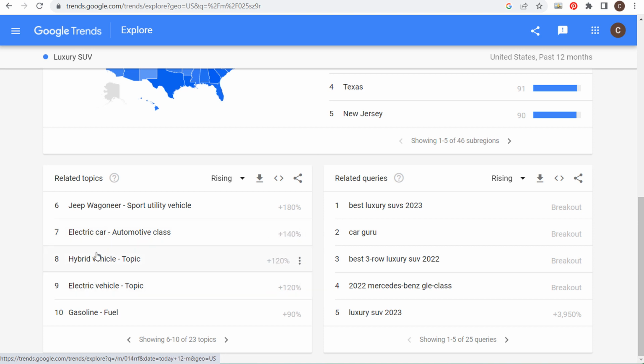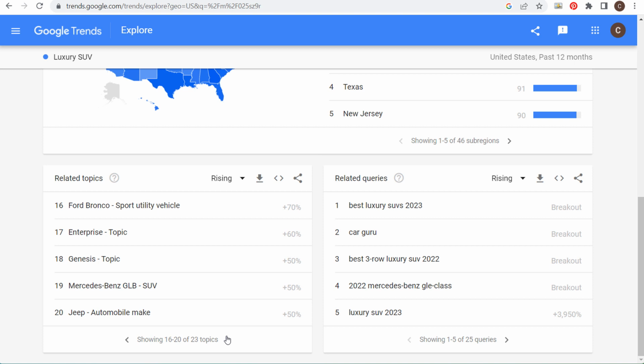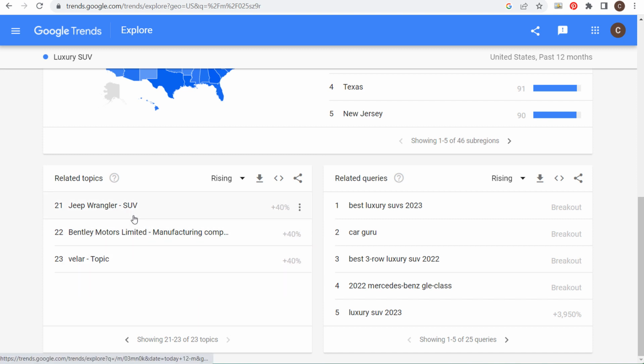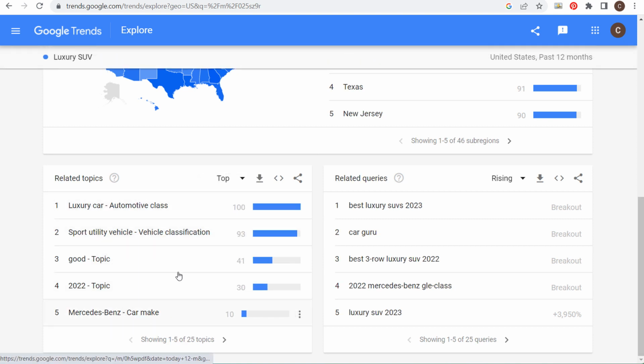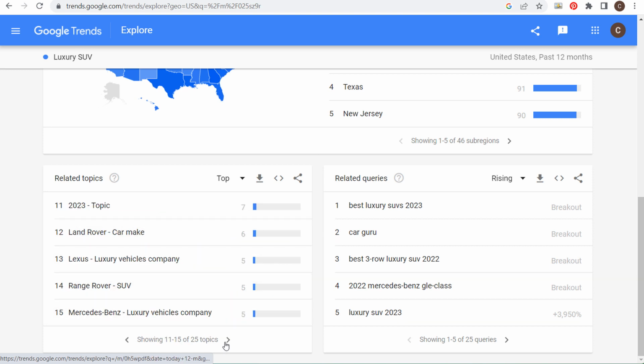Obviously, electric vehicles are more popular, hybrid vehicles are more popular, and then you start to get into some related topics, gasoline. So you're just going to find some things that are just related to cars, SUVs in general. Infiniti QX60. So if you are somebody who is working with a luxury SUV brand, you can just come here looking at the related topics to find what people are actually searching for related to this topic. And you could do this for anything. You could also just look at the overall top. So what topics are most relevant to whatever we enter.